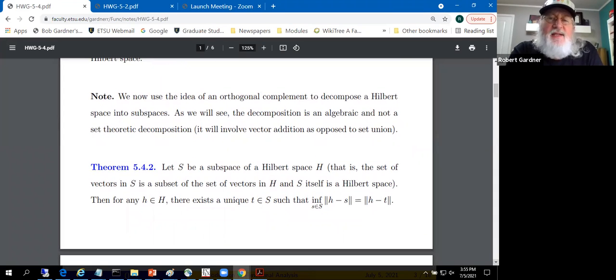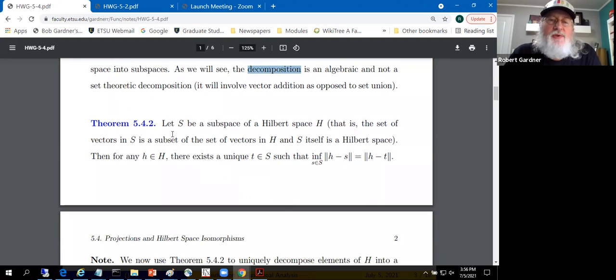Okay, I'm going to use this idea of orthogonal complement to decompose a Hilbert space into subspaces that are orthogonal to each other, somewhat in the sense of the perp space just described above. As we'll see, this decomposition is an algebraic decomposition, not a set theoretic decomposition, so we don't get the term decomposition used in a set theoretic way. There will be two sets of vectors, and it won't be the case that these sets of vectors themselves form a set theoretic decomposition of the Hilbert space. It'll involve the vector addition idea.